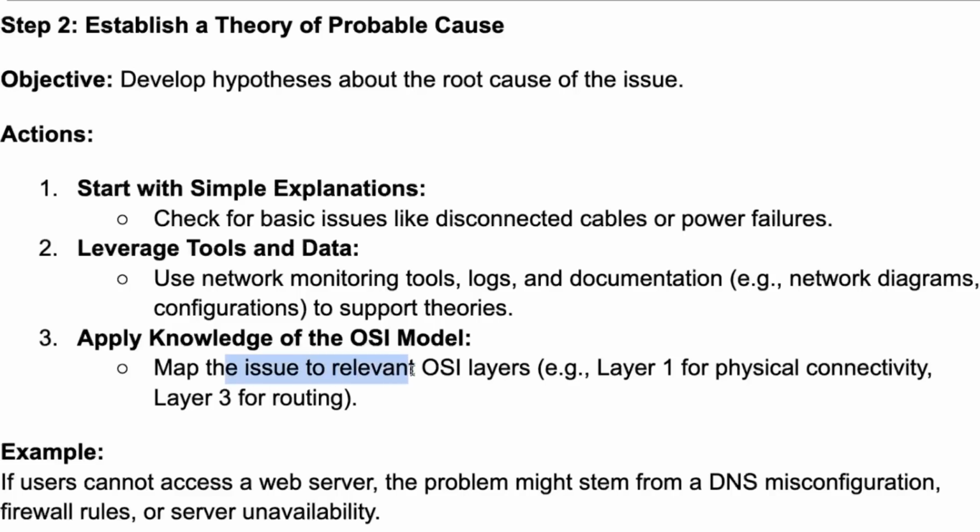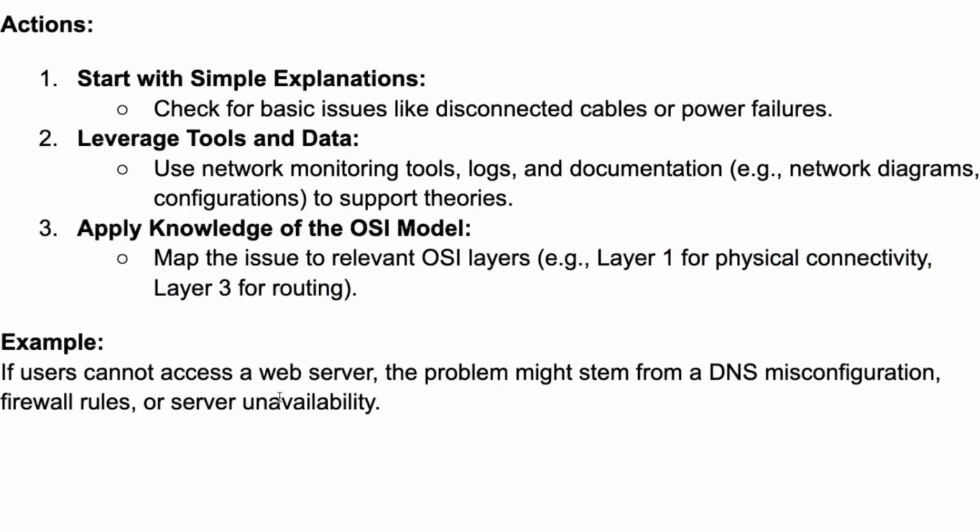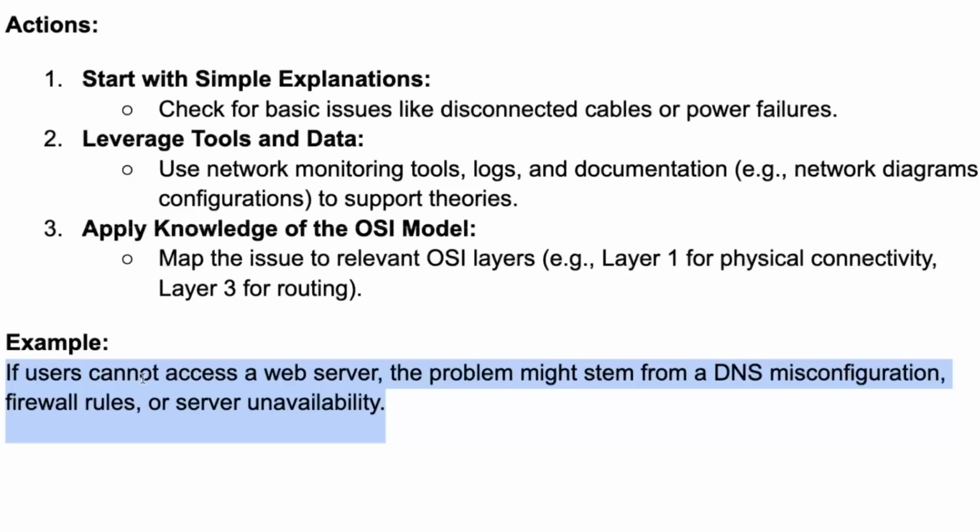So you would map the issue to the relevant OSI layer, so layer 1 for physical connectivity, layer 3 for routing, etc. So the example of this would be if the users can't access a web server, the problem might stem from a DNS misconfiguration, firewall rules, or server unavailability, right? So there are multiple reasons why a DNS misconfiguration could happen, or why a person cannot access a web server.